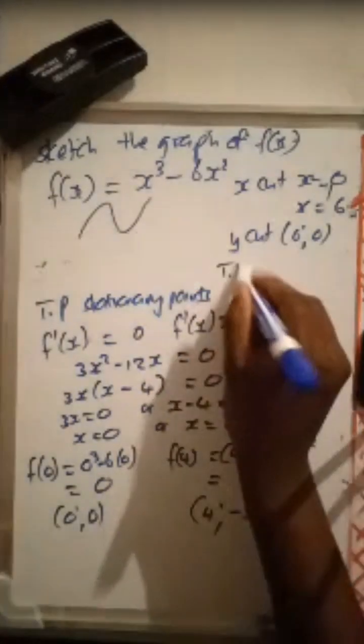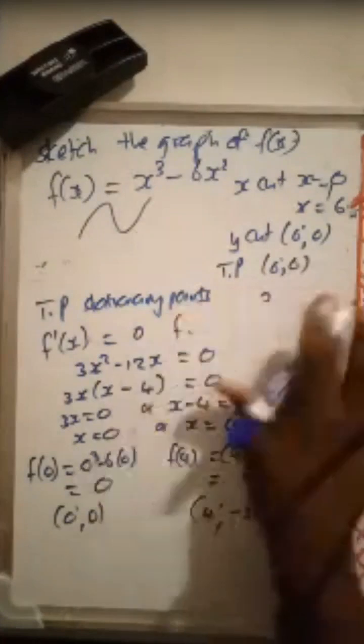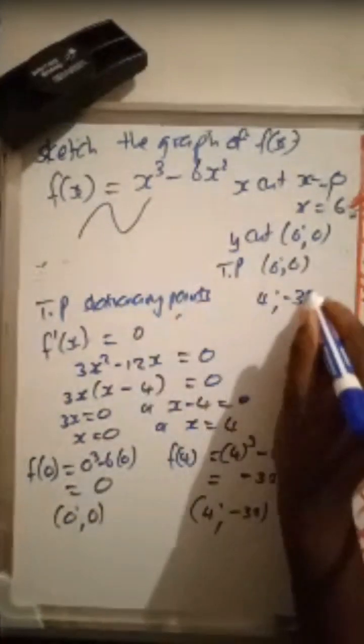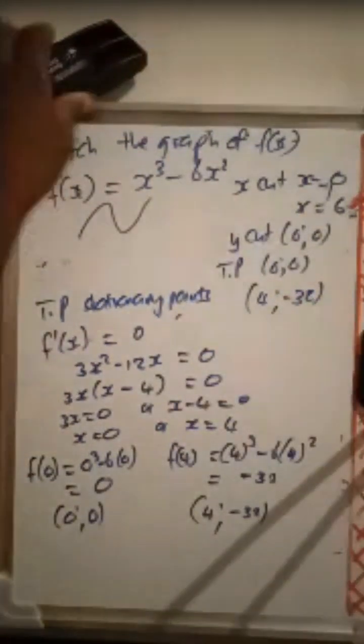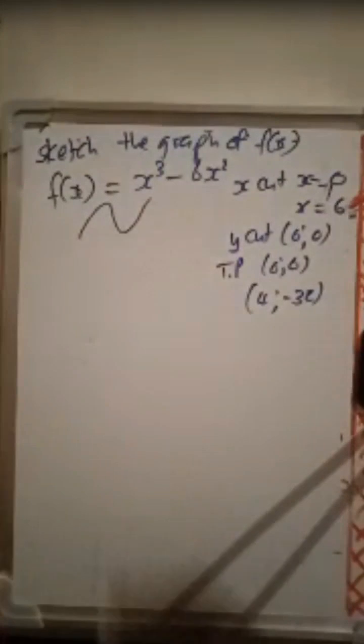Okay. So I'm going to go there. Turning points, we have 0, 0, and we have the other one, which is 4, negative 32, like that. Okay. Those are our turning points. I'm just writing it there so that we're going to use them. Okay. So now the last one that we need is the point of inflection.